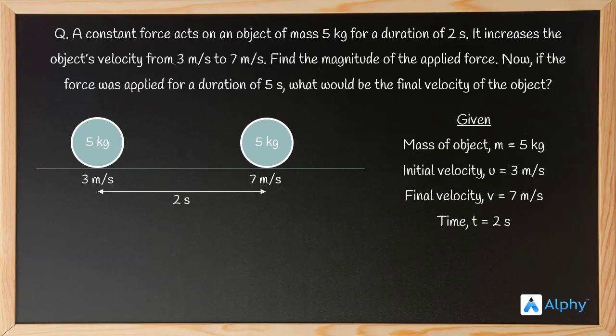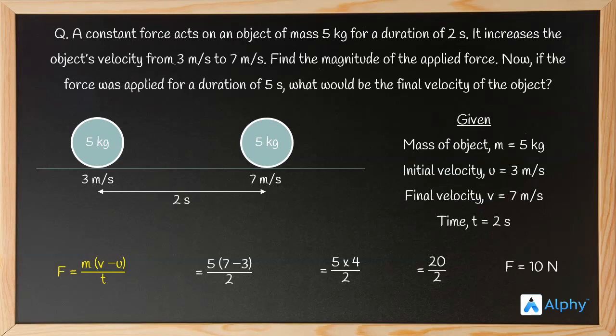While studying the second law, we saw this formula: F is equal to m times (v minus u) by t. Let's put the values in here: 5, (7 minus 3) by 2. When we solve this, we get 5 into 4 divided by 2, which is 20 by 2, and the answer simply comes out to be 10 Newton.